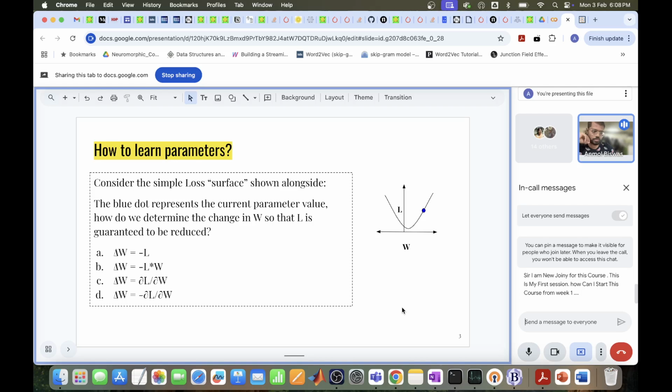So go ahead and try to figure out what the solution is, and then you can reply in the messages. And then a couple of minutes later, I will discuss the solution.